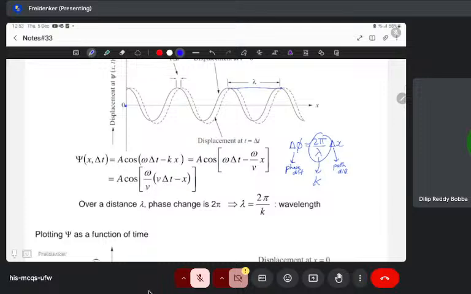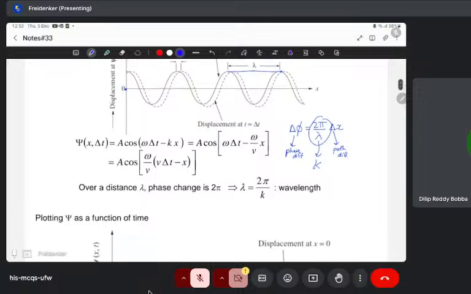That is fine. If you want, you can verify this. So over a distance lambda, if your path difference is lambda, then how much is the phase difference going to be? If the path difference is lambda, your phase difference is going to be 2 pi. Nice. We can verify it using this formula. So phase difference is nothing but 2 pi by lambda into path difference.